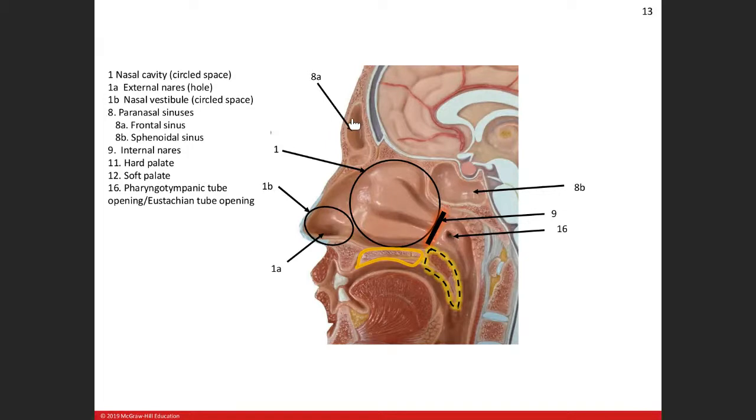okay? So another sinus, here's the frontal sinus, here's the sphenoid sinus. So you have an external nare, you also have internal nares because the external nares are the entrance into the nasal cavity, while the internal nares are kind of the exit from the nasal cavity down into the pharynx here. Specifically, this is going to be the nasal pharynx. I'll show you that in a second. But you see this little opening here? That's the opening to the pharyngotympanic tube or duct.